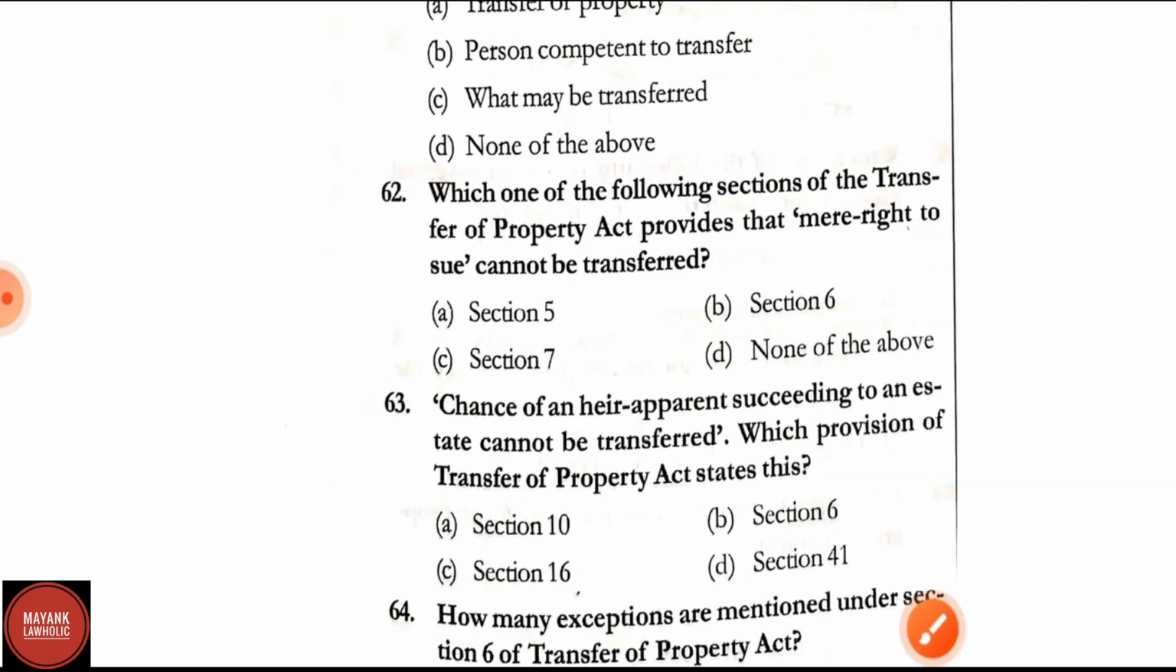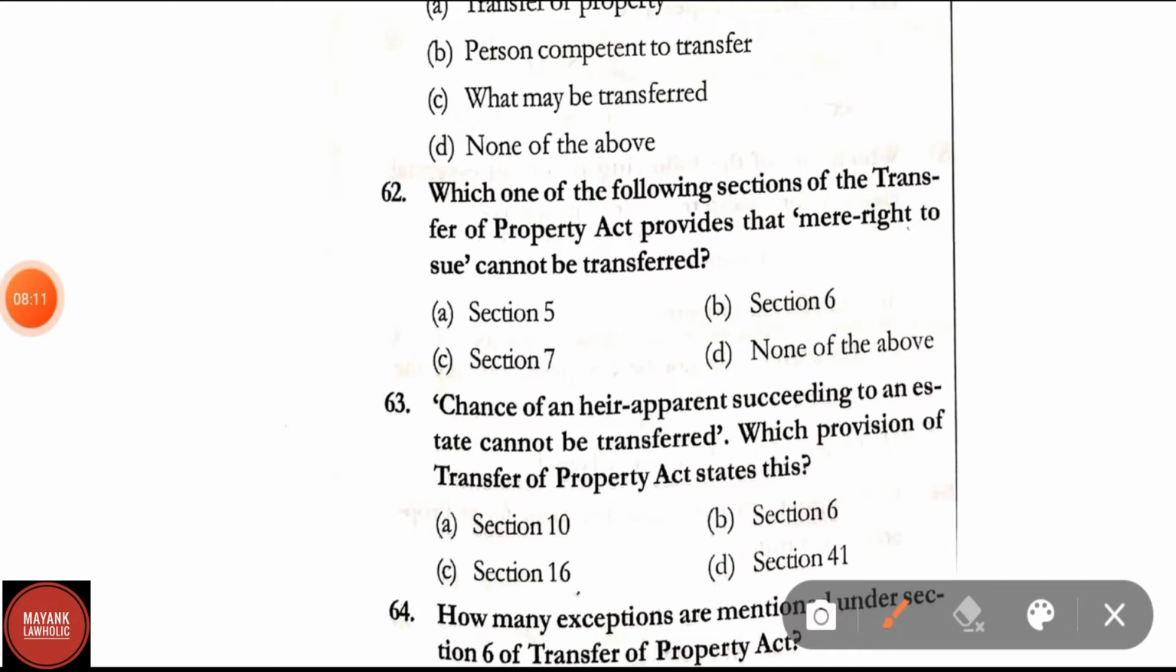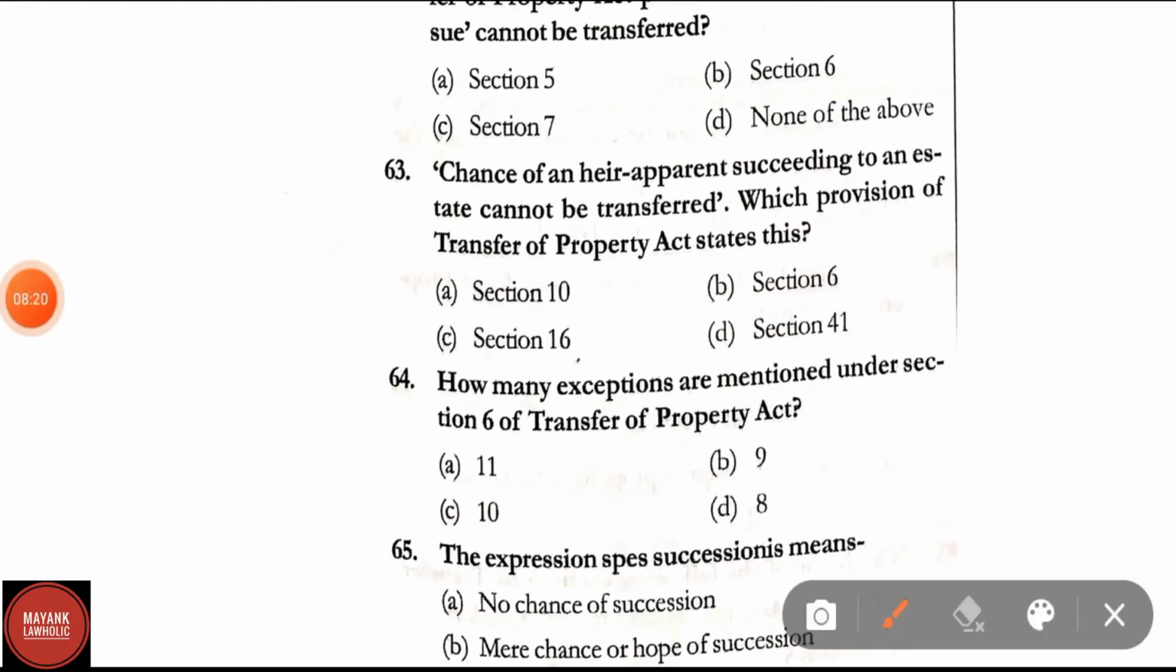Question number 62. Which one of the following sections of the Transfer Property Act provides that mere right to sue cannot be transferred? Correct answer is option B, that is section 6. Question number 63. Chance of an heir apparent succeeding to an estate cannot be transferred. Which provision of the Transfer Property Act state this? Section 10, Section 6, Section 16, Section 41. Correct answer is Section 6.